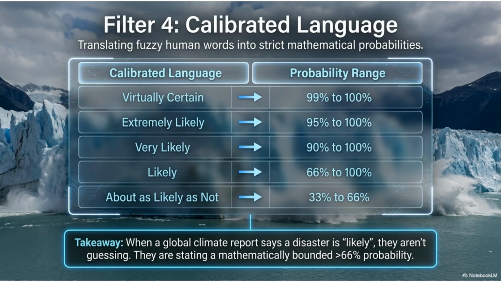Filter 4 is calibrated language. This translates vague words into specific mathematical probabilities. For instance, virtually certain means a 99% to 100% probability. This removes ambiguity in scientific and policy reports.